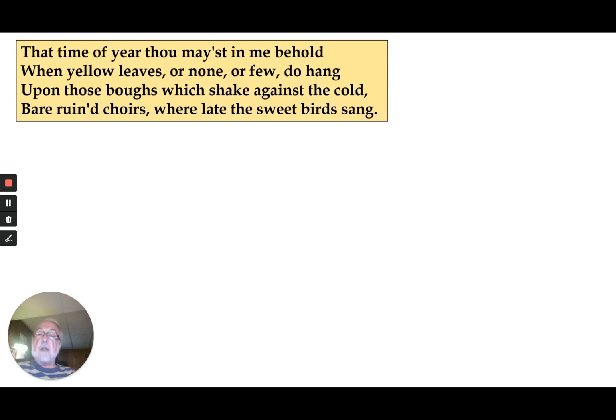That time of year thou mayest in me behold, when yellow leaves, or none, or few, do hang upon the boughs which shake against the cold, bare ruined choirs where late the sweet birds sang. Well, when we look at this, I want you to look at that phrase I just put in red that says the time of year. So what are we talking about as far as that time of year?